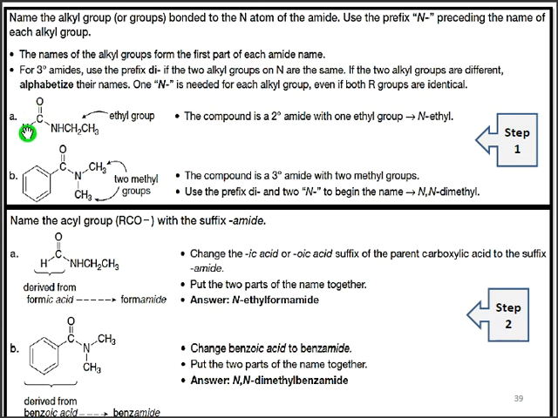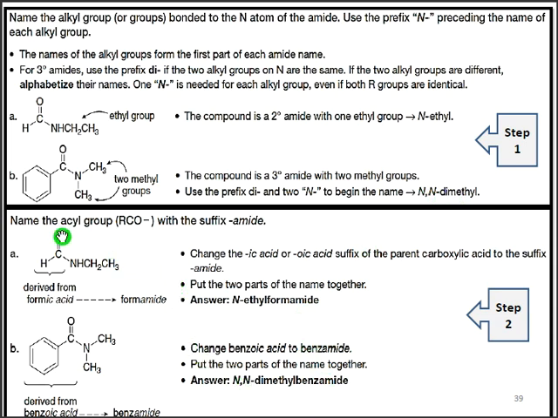Look at this here, N, carbonyl, this group will be ethyl, and we will put N, so it will be N-ethyl. That means this ethyl is substituted on the nitrogen. And we have here two methyl groups, it will be N,N-dimethyl, that means on the nitrogen twice we have dimethyl.